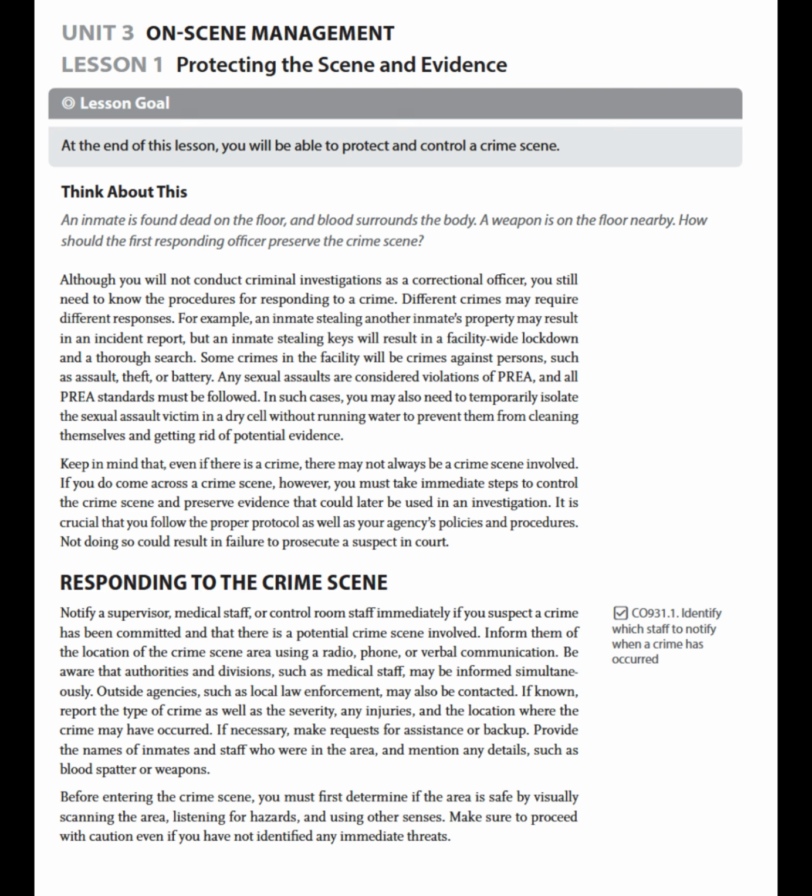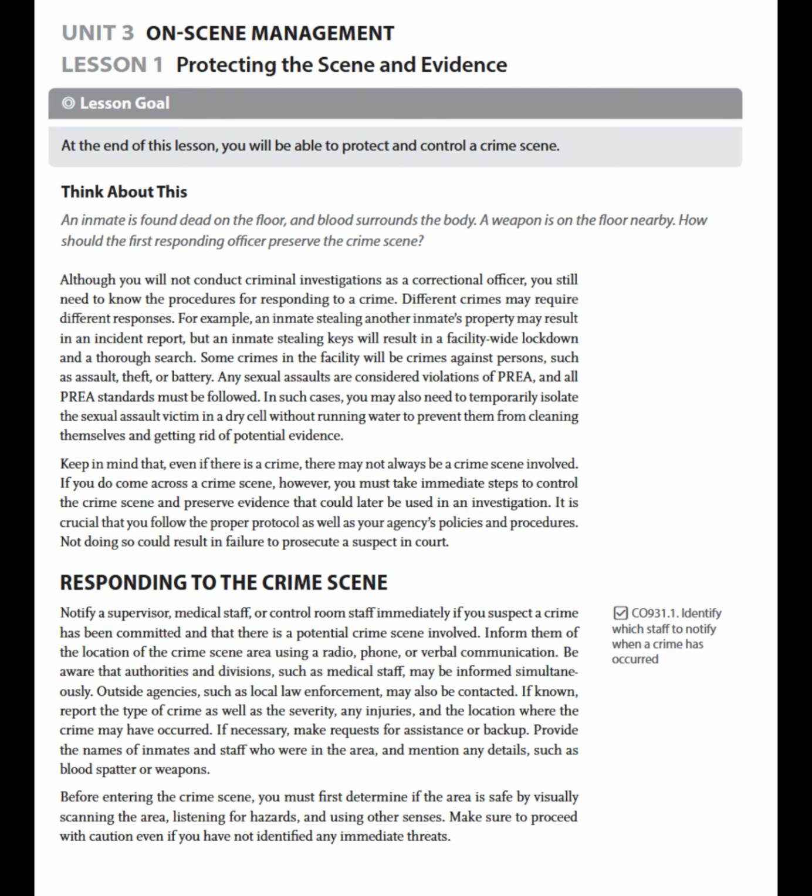Although you will not conduct criminal investigations as a correctional officer, you still need to know the procedures for responding to a crime. Different crimes may require different responses. For example, an inmate stealing another inmate's property may result in an incident report, but an inmate stealing keys will result in a facility-wide lockdown and a thorough search.